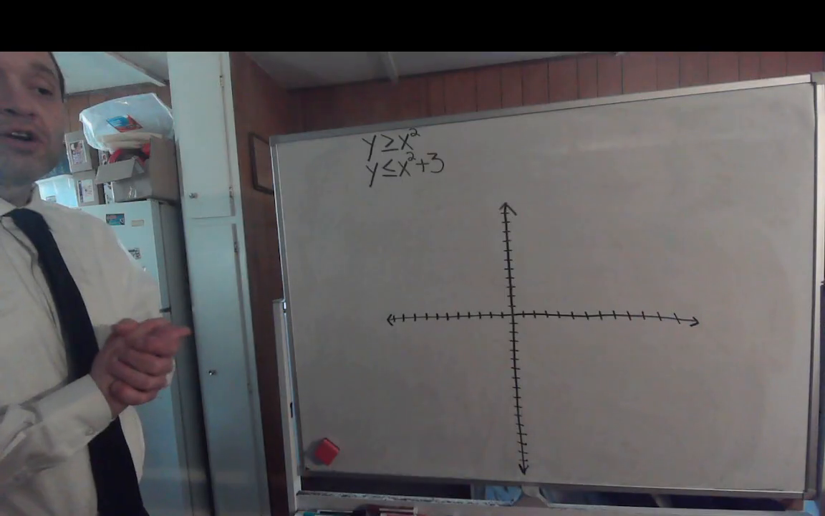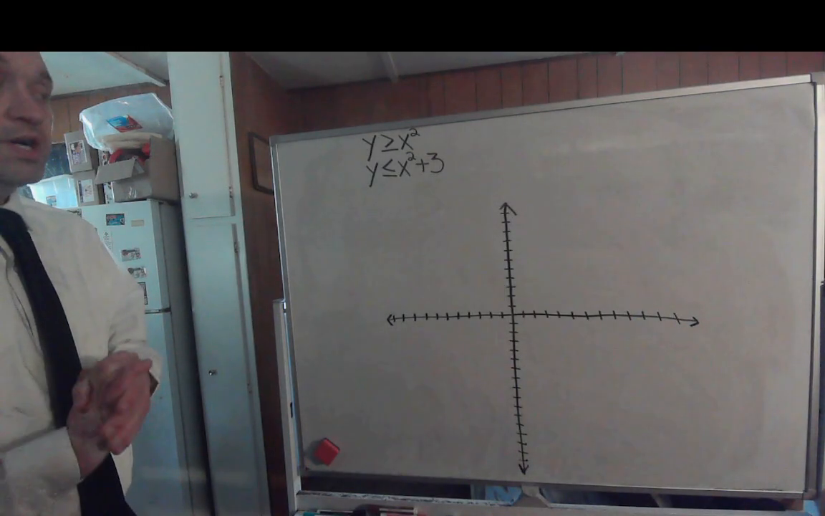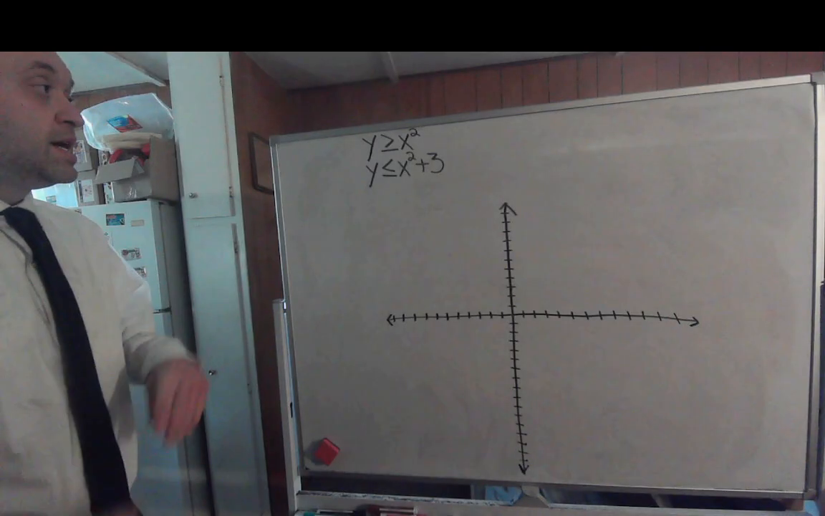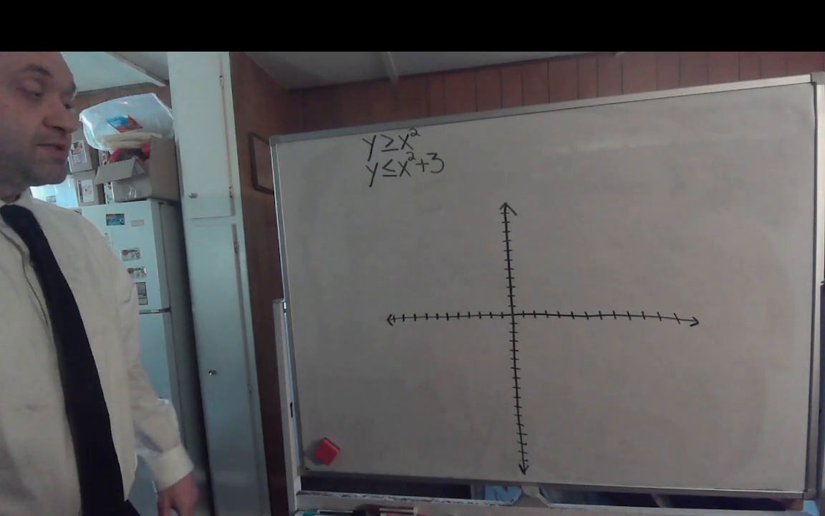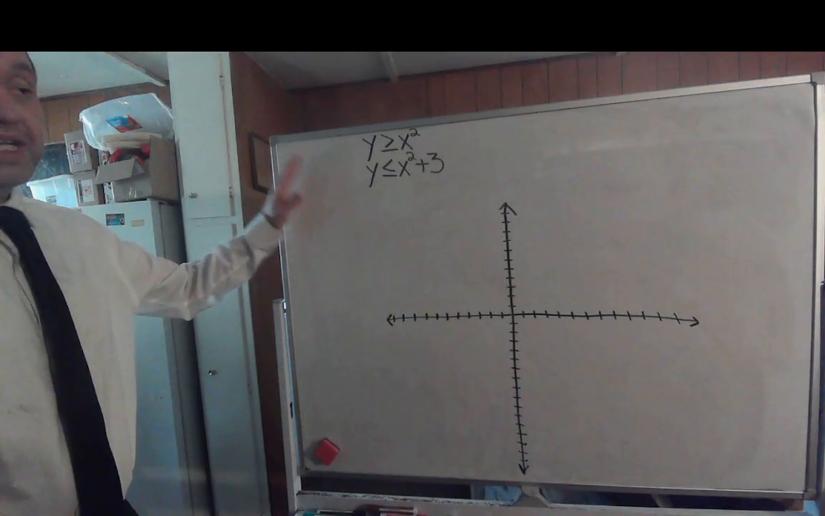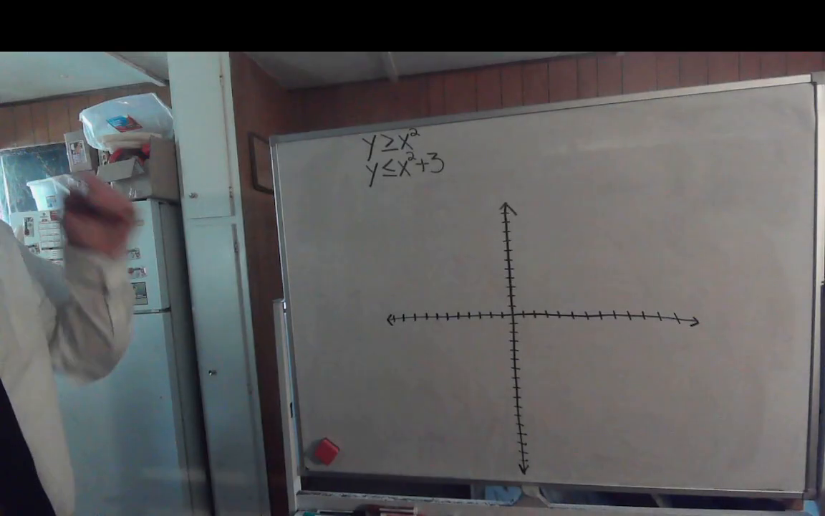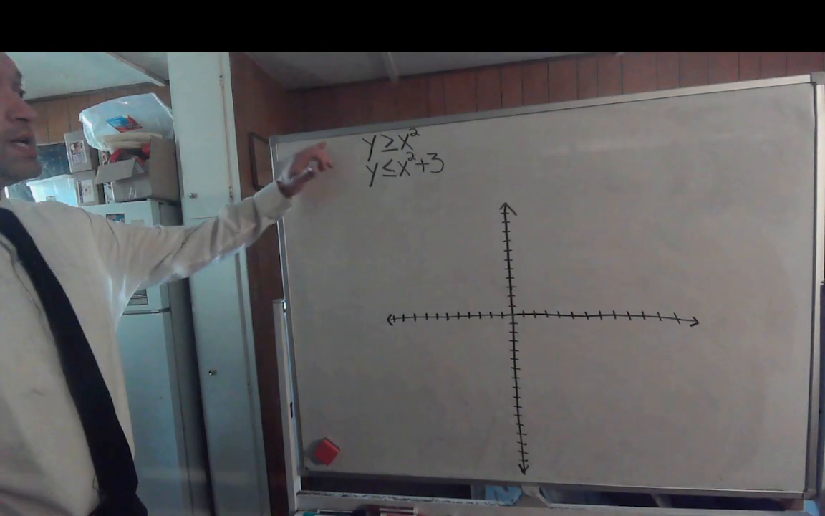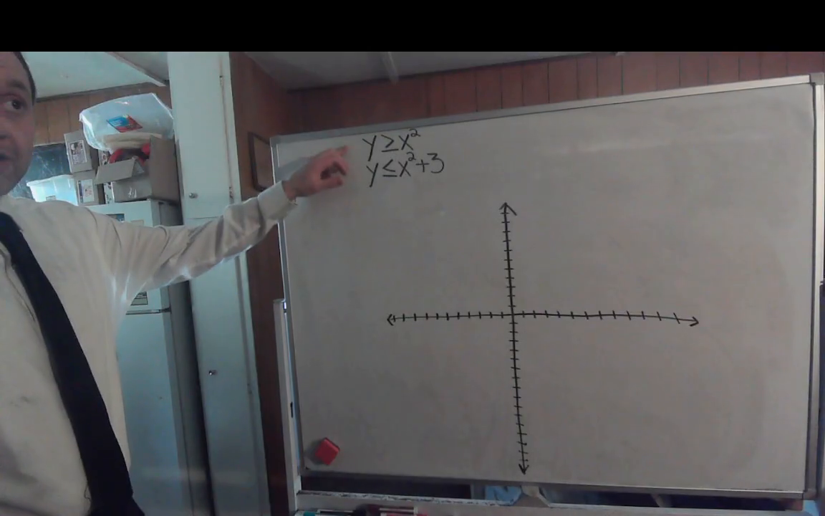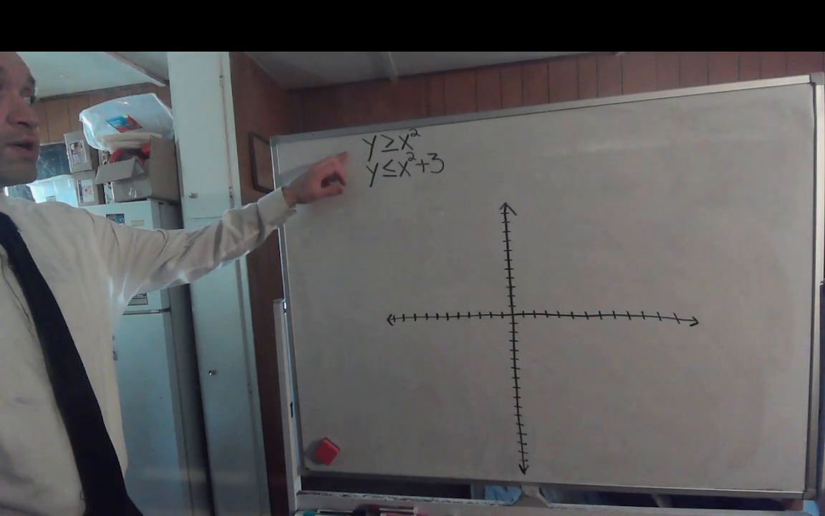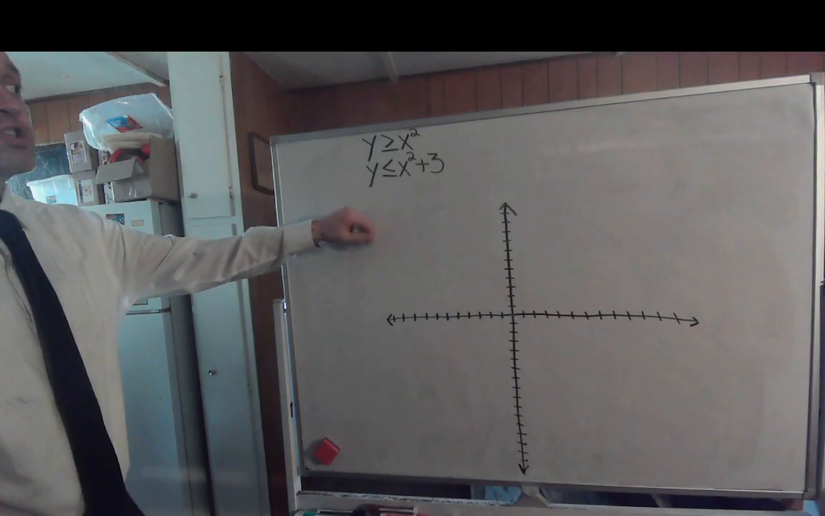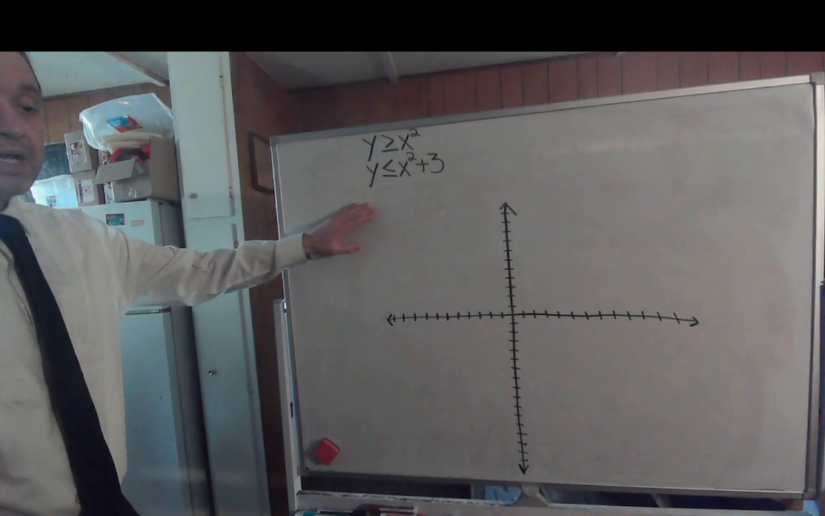So today we are going to graph systems of quadratic inequalities. Yesterday we graphed quadratic inequalities in general. Today we are going to graph systems of quadratic inequalities. So here you have y is greater than or equal to x squared, and then y is less than or equal to x squared plus 3.